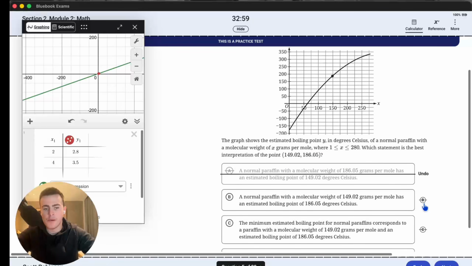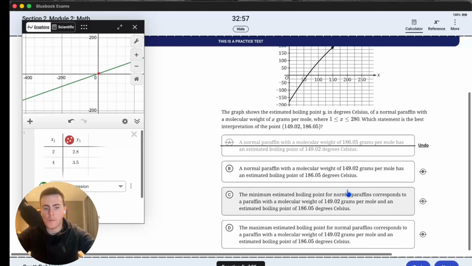It can't be A. Could be B. Okay, so routine A or B, C, and D, sorry. A normal paraffin with a weight of 149.02 has an estimated boiling point of 186 degrees Celsius. I think this is just it. Yeah. The minimum estimated.